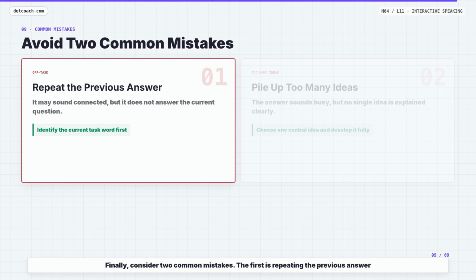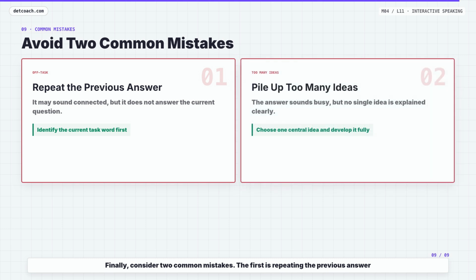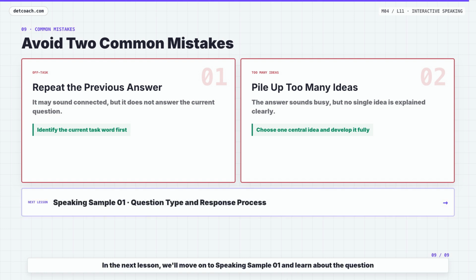Finally, consider 2 common mistakes. The first is repeating the previous answer without answering the current question. The second is adding several ideas without explaining any one of them in detail. In the next lesson, we'll move on to Speaking Sample 01 and learn about the question type and response process.